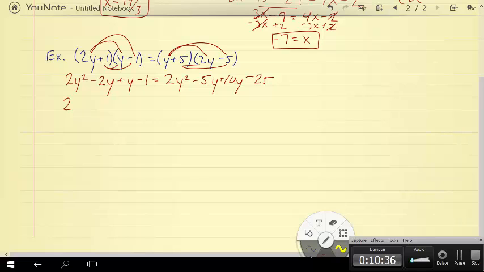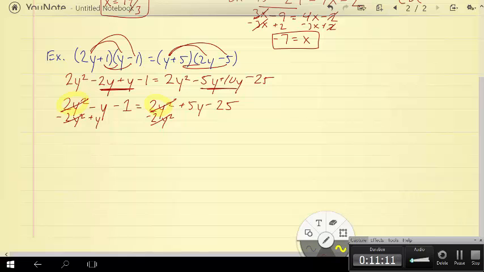Combining like terms, we get 2y squared. Negative 2y and y makes negative y. On the other side, we have 2y squared. Negative 5y and 10y makes 5y. And then we realize these problems have y squareds in them, which makes it appear like a quadratic equation. However, if we subtract the two y squareds to get them together, we'll notice that the two y squareds will cancel on both sides of the equation, leaving us with just the variable y, the definition of a linear equation.